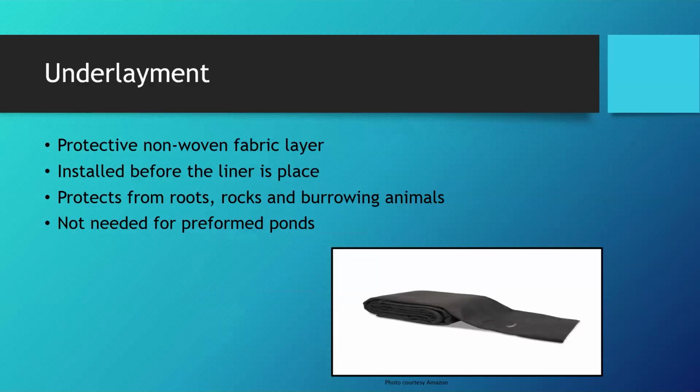Underlayment is to protect your pond from roots, rocks, and burrowing animals that can damage your liner. It's suggested you lay it down before you place the liner to prevent any damage to that liner. It's a lot of work to remove a liner. Now, if you have opted for a preformed or molded shape pond, you will not need underlayment. If you opt for underlayment, you will need enough to cover the pond area with a 12-inch overlap on all edges.